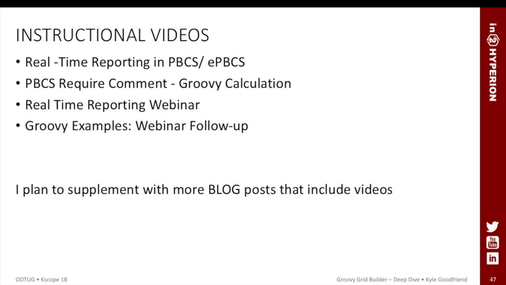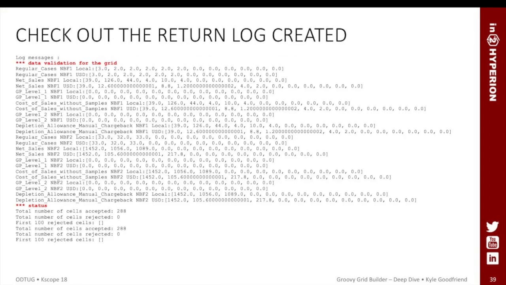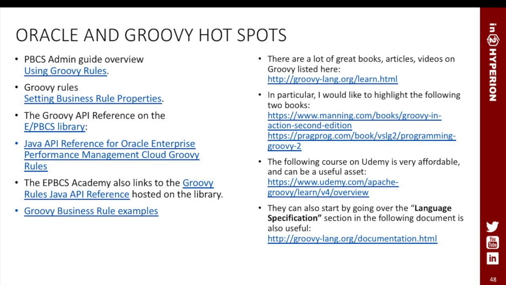So if you don't know anything about Groovy, where do you start? In the deck, I've got about, I don't know, 8 to 10 different places that are a good place to start. So one, the PBCS admin guide has a section in there specifically on Groovy: all the methods, all the calls, all the properties. That's a good place to go to get information on the API. However, it doesn't do squat if you don't know Groovy.